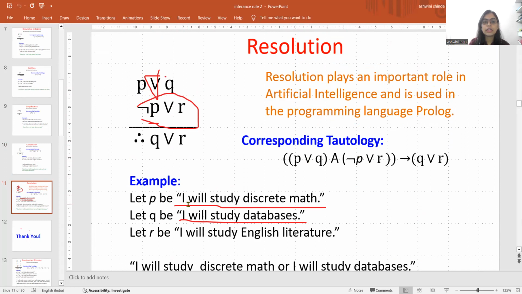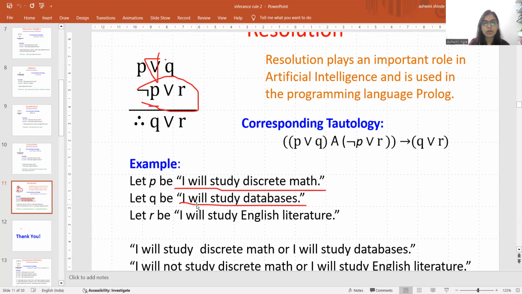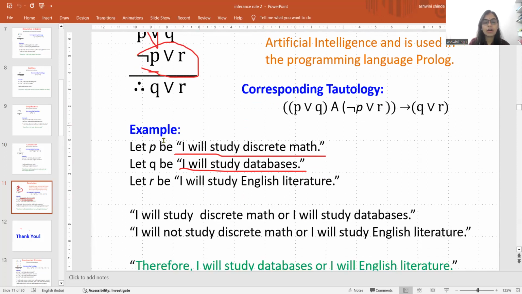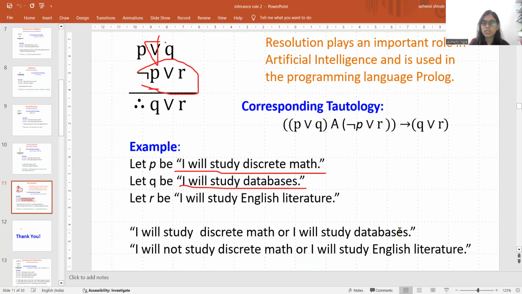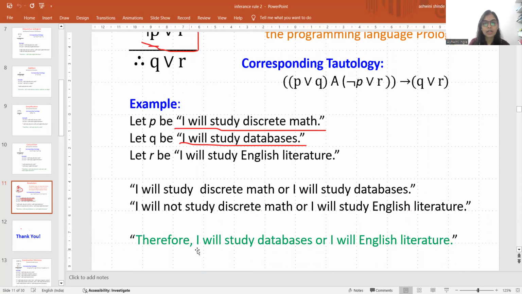See here, I will study discrete math, I will study database, I will study English literature. So here are these three statements. The first premise is P or Q, that means I will study discrete math or I will study database. Second premise, I will not study discrete math or I will study English literature. So here, your conclusion becomes I will study database or I will study English literature. Okay, this is your conclusion.